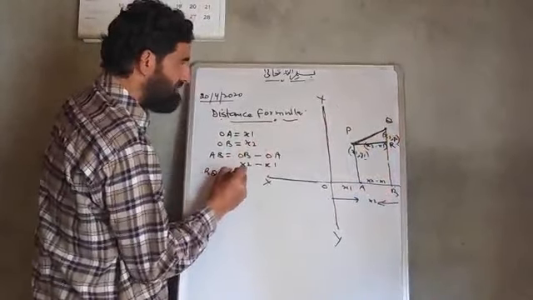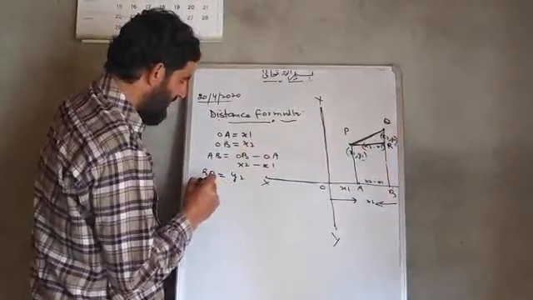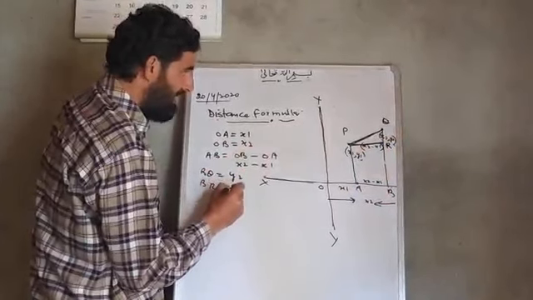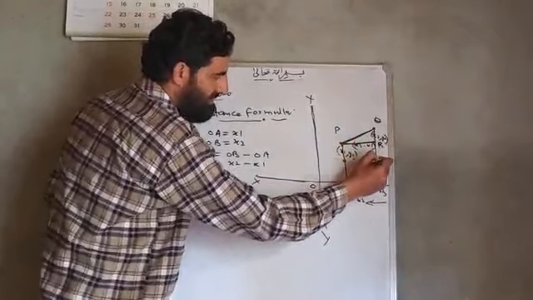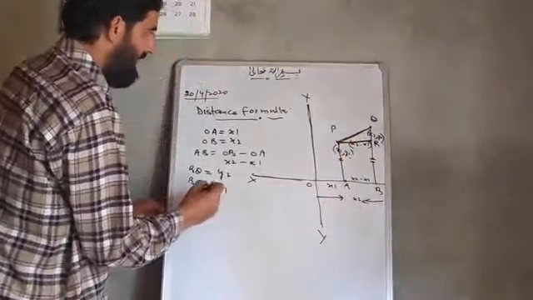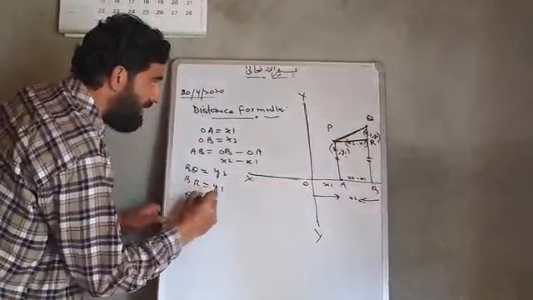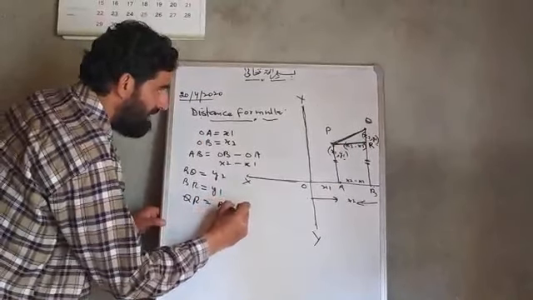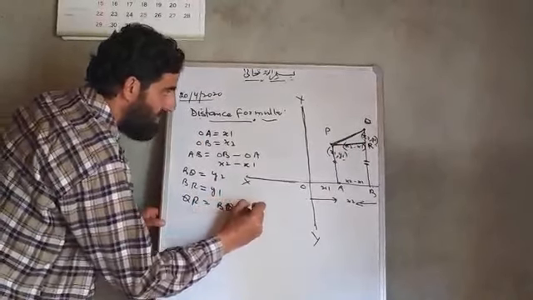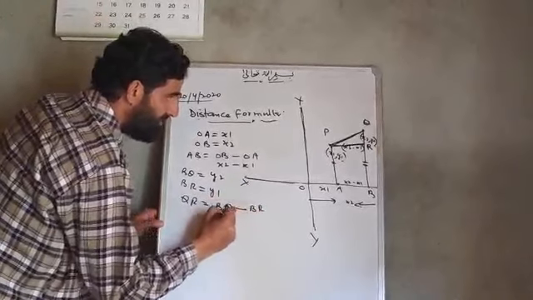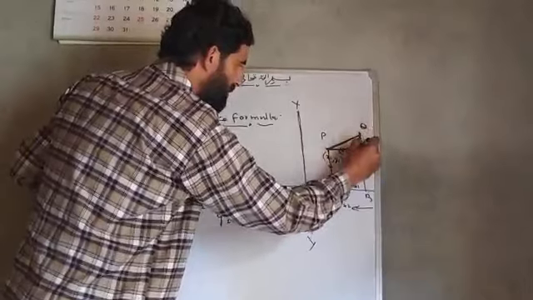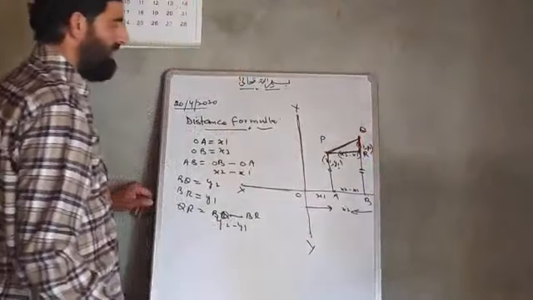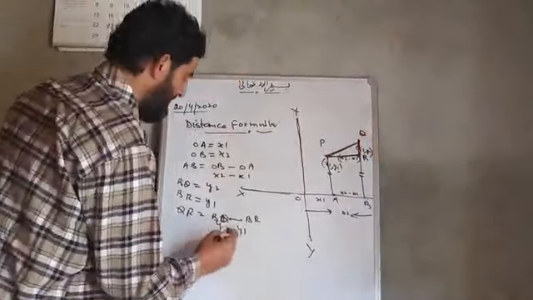Similarly, what is this BQ? BQ is y2. And what is BR? BR is y1, because opposite sides of a rectangle are equal, this is y1, this is also y1. And what is QR? QR is BQ minus BR, that is y2 minus y1. So this QR is y2 minus y1.